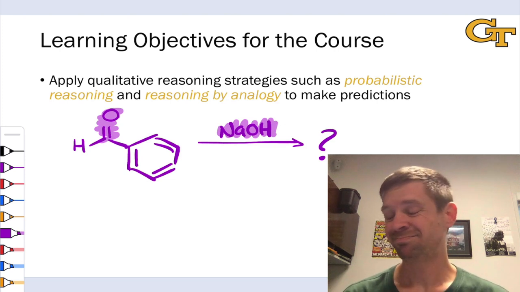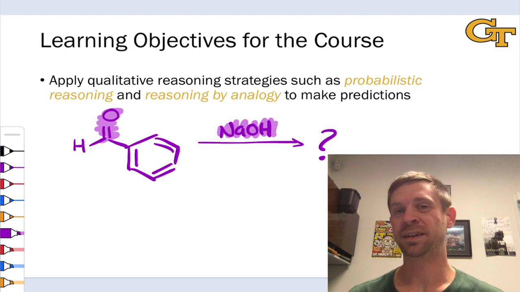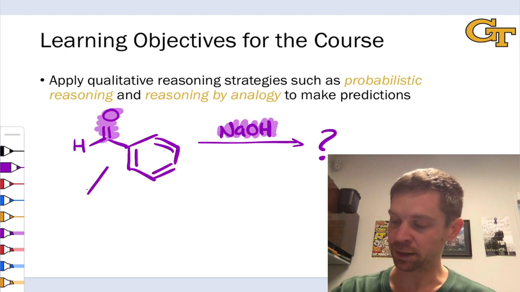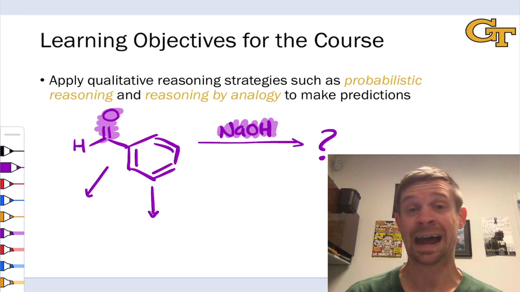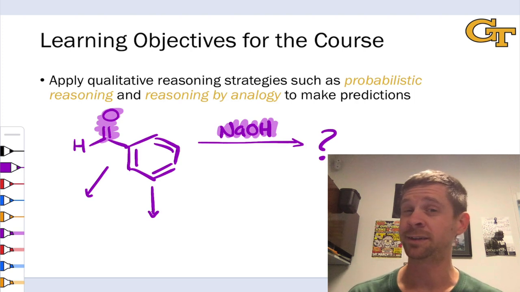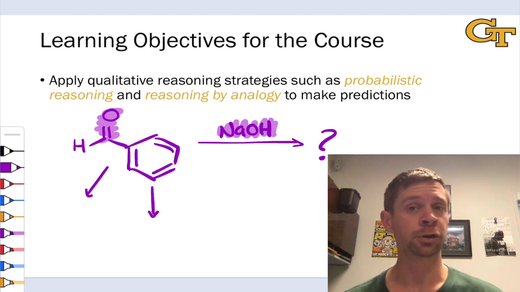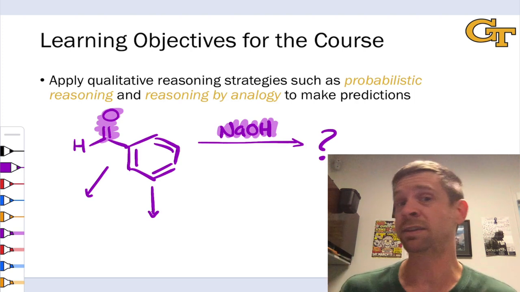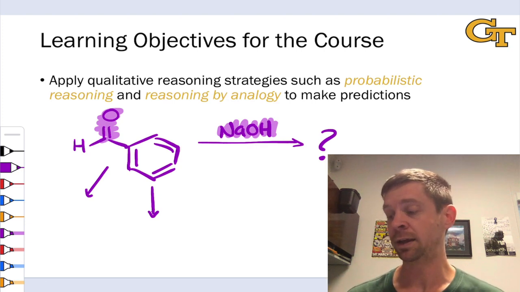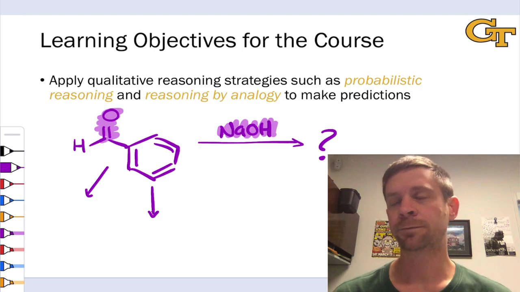Probabilistic reasoning. I'm thinking mechanistically. How can hydroxide engage with benzaldehyde? Well, there might be multiple things that could take place, and that's going to get me going down multiple potential avenues toward potentially different products. And I've got to be able to weigh those possibilities. And maybe I'm not 100% sure, but maybe I'm 80-20 or 75-25. Being comfortable with that kind of probabilistic reasoning is important and highly useful for this course.